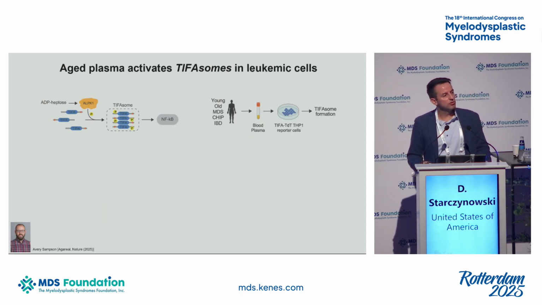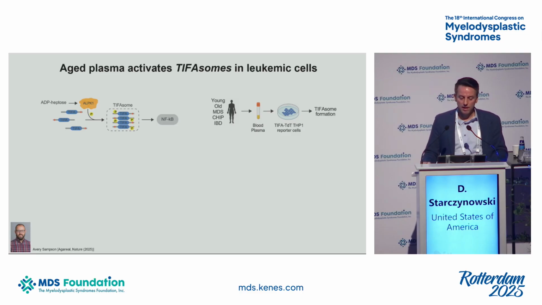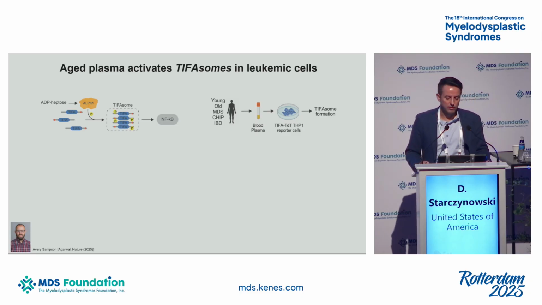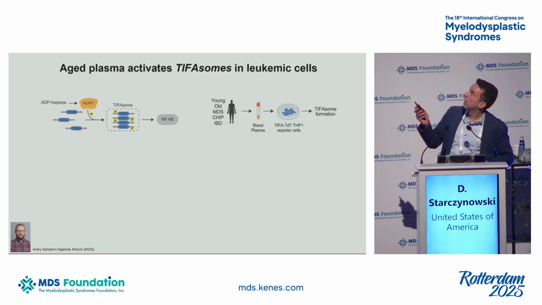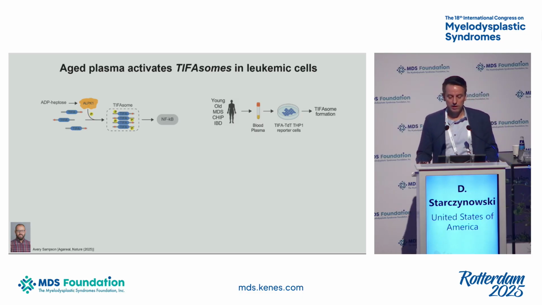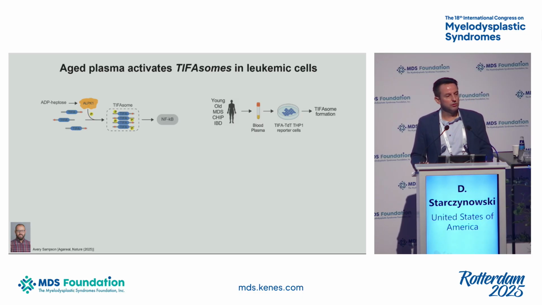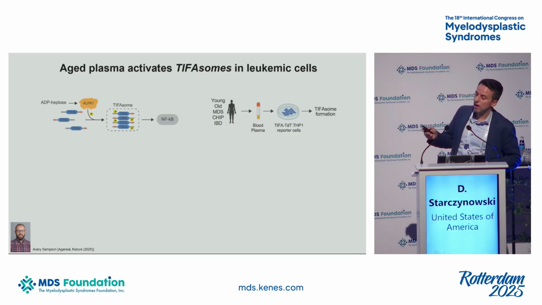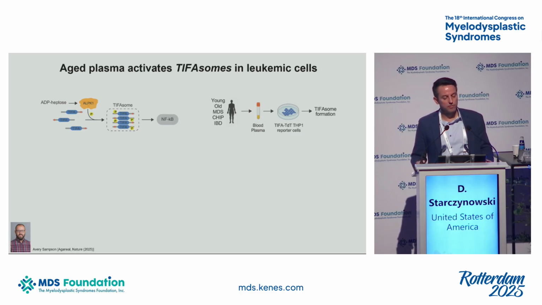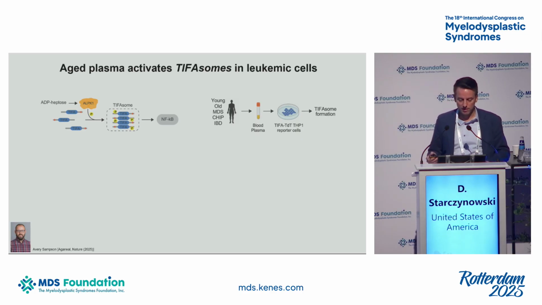So we wanted to extend our observations and examine additional cohorts of healthy individuals for ADP heptose. And for this, we established a reporter system called a TIFAsome assay, where we simply added a fluorescent marker, tdTomato, to TIFA, and we introduced those into a human AML cell line, THP1 cells. These reporter cells can be activated and monitored for TIFAsome formation. And we wanted to use this reporter system to add plasma onto these cells and ask, is there sufficient levels of ADP heptose to induce TIFAsome formation in these cells?